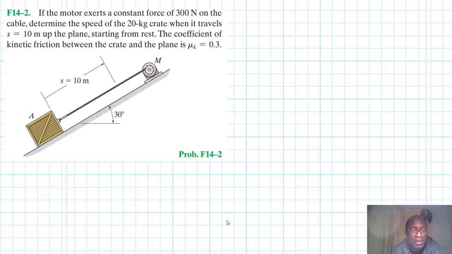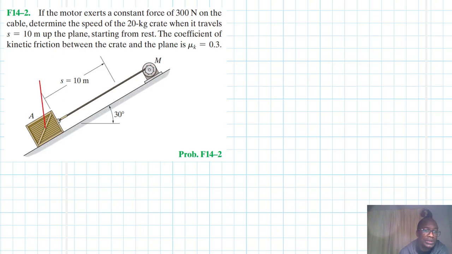Hibbeler. Right, so we are going to solve this particular problem using two methods. Remember, we solved a similar problem like this in the previous video, and in here we are going to put both methods together: the first method that we already dealt with, and the second method. So let's draw the free body diagram.